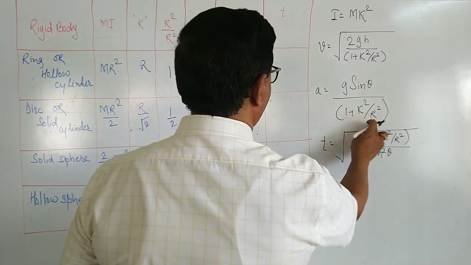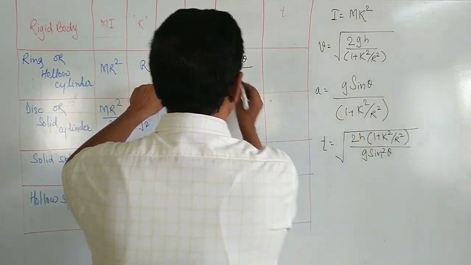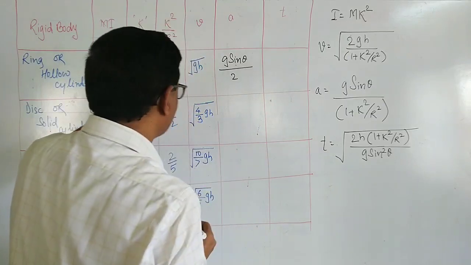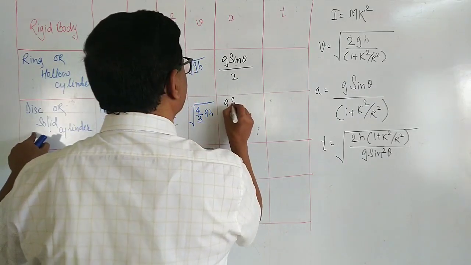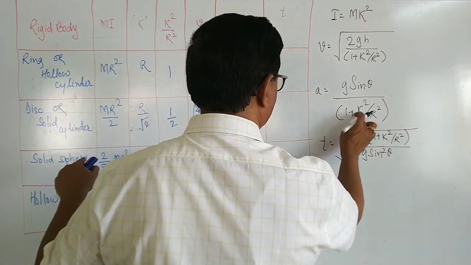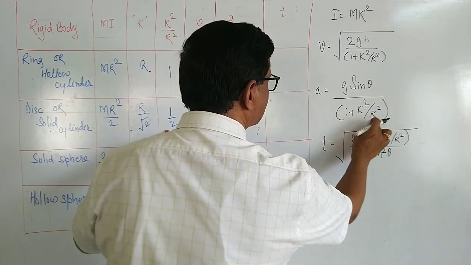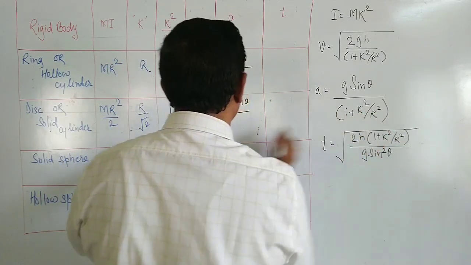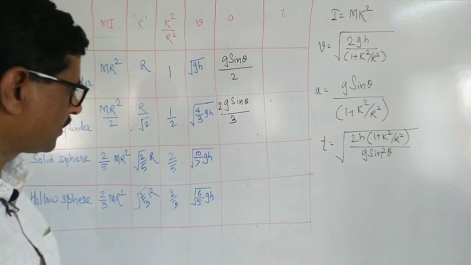1 plus k square by r square. K square by r square here is 1. 1 plus 1 is 2. It is g sine theta by 2. Then again for the disk, it is g sine theta divided by 1 plus k square by r square, which is 1 by 2. 1 plus 1 by 2 is 3 by 2. It is 2 g sine theta divided by 3.